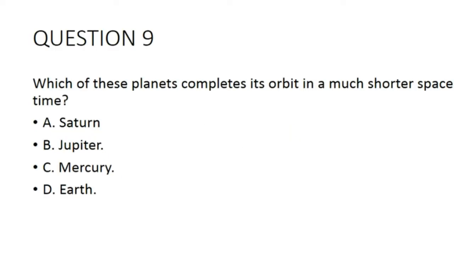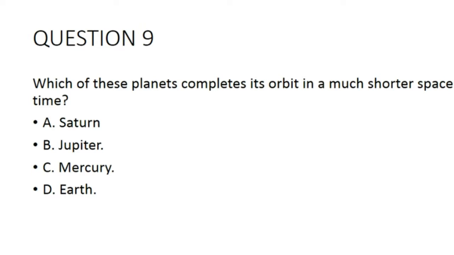Question 9. Which of these planets completes its orbit in a much shorter space of time? A. Saturn. B. Jupiter. C. Mercury. D. Earth. From all the planets listed here, Mercury is the one that completes its orbit in a much shorter space of time.